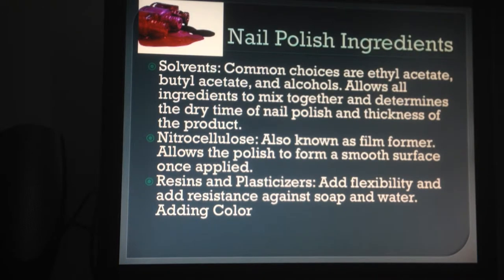Common solvents are ethyl acetate, butyl acetate, and alcohols, which allow all ingredients to mix together and determine the drying time of the nail polish and thickness of the product. Nitrocellulose, also known as film former, allows the polish to form a smooth surface once applied. Resins and plasticizers add flexibility and resistance against soap and water, as well as coloring.